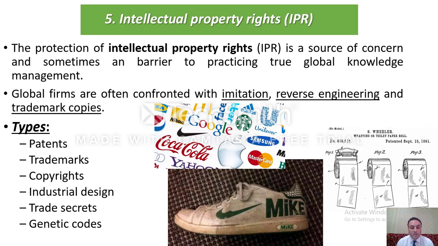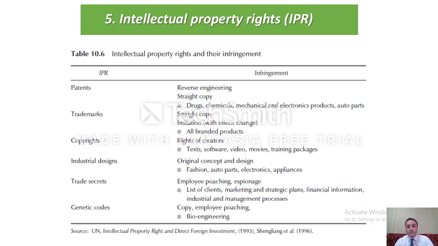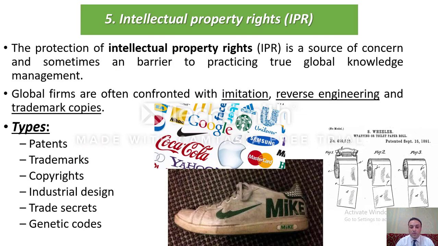and trademark copies. As we can see, the types of intellectual property are on the left-hand side in this schedule, and the types of infringement of these intellectual properties on the right. First, for example, patents, which can be infringed by reverse engineering or straight copy, for example in drugs, chemicals, mechanical and electronics products, and auto parts, and so on. Trademarks also can be infringed by straight copy or imitation with minor changes, like all branded products, as you can see here for these shoes of Nike and so on.